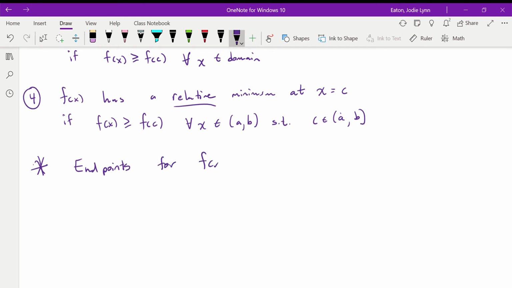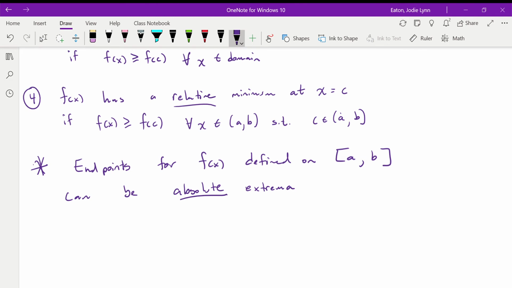for f of x defined on a closed interval AB can be absolute extrema, and we use the word extrema to talk about maximums and minimums. They're extreme points, but not relative extrema. So the endpoints can be absolute but not relative.